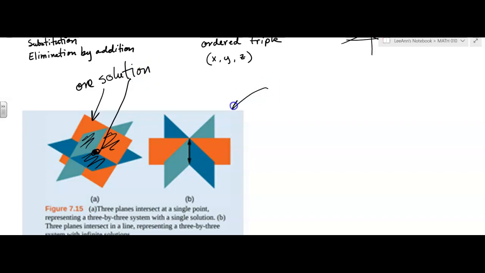You could have the three planes intersect in a line. This line here, I don't know if you can see it, is part of the orange plane, the light green, and the dark blue plane. And so the solution is a line. And if that happens, we'll show you how to write that out.